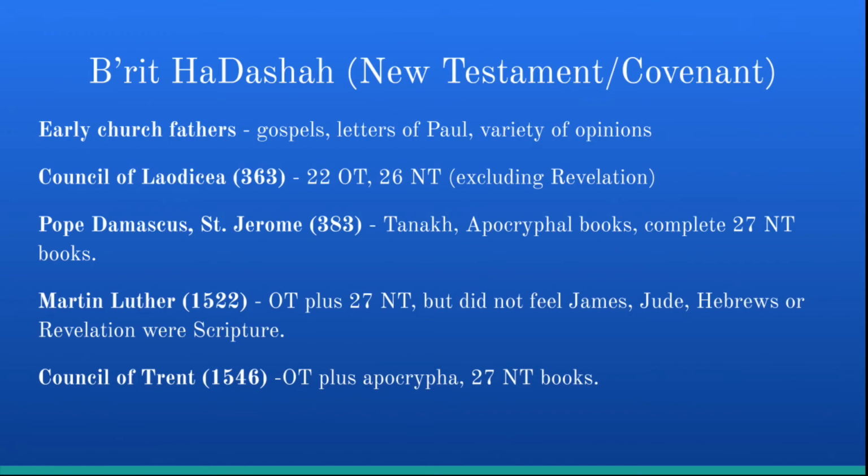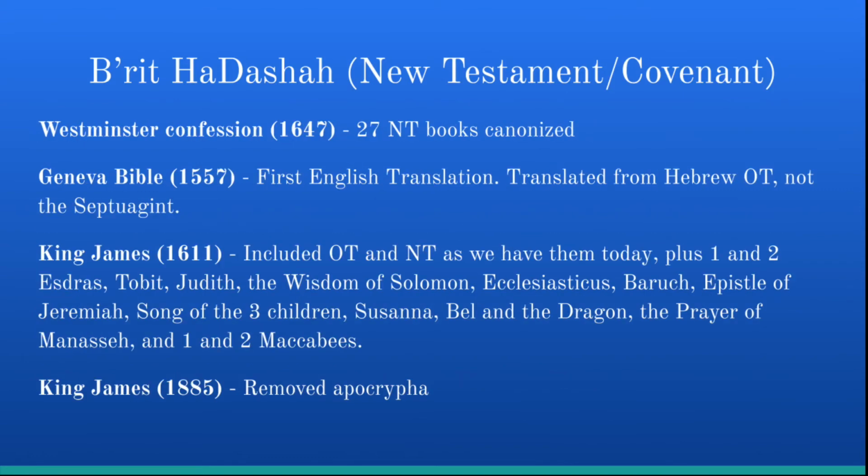At the Council of Trent, the final canon of the Catholic Bible was agreed upon and contained all the Old Testament books, the Apocrypha, and the 27 books we have in the New Testament today. For the Protestants, there were 3 confessions over a period of 100 years, culminating in the Westminster Confession of 1647, which affirmed the current NT canon. The Geneva Bible of 1557 was the first English translation authorized by Queen Mary of England, and the Old Testament was translated directly from the Hebrew text, not the Septuagint.